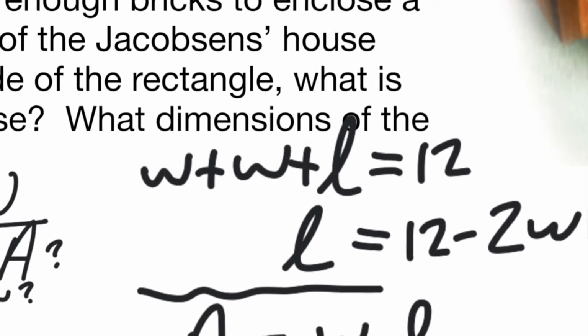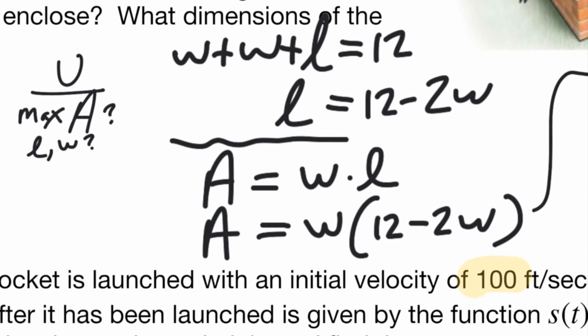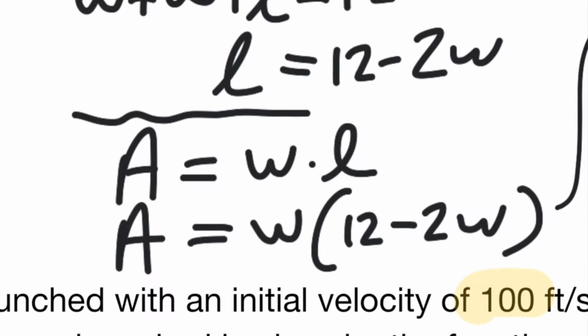So what I did was I took width plus length equals 12, and I solved it for length so that I could use that expression here. The area is no longer width times length. It's going to be area is equal to width times what length is equal to. Length is equal to 12 minus 2W, so I just made the substitution here. Length is equal to this, so I just put it in. And now I have a function that I can maximize. It has just one variable, and I can figure out where the peak of that function is.